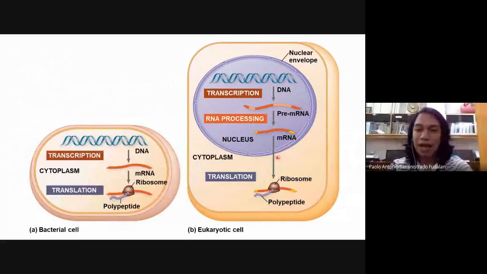Bakit kailangang may poly A tail and 5' cap? What will they do to help your mRNA?